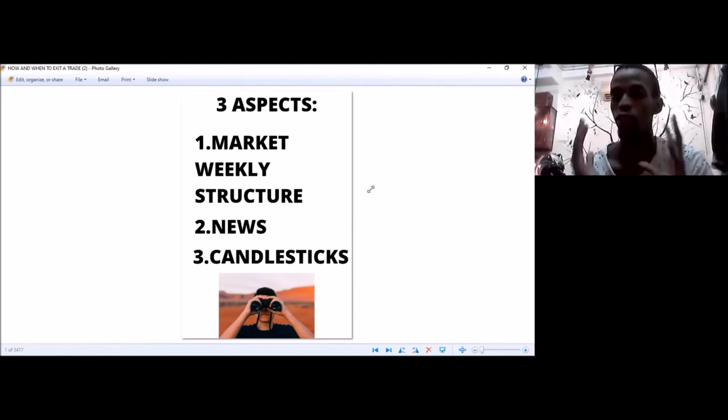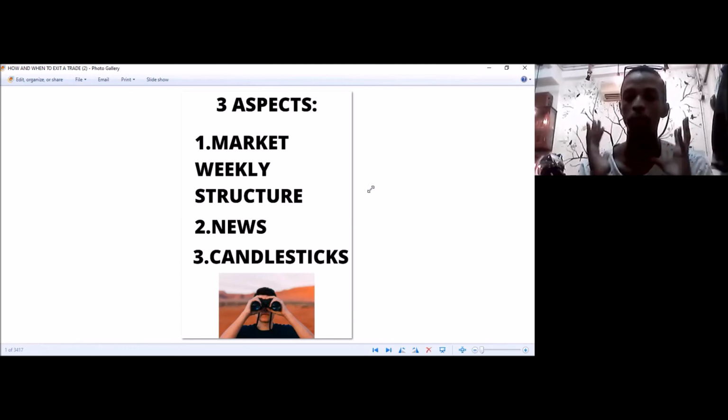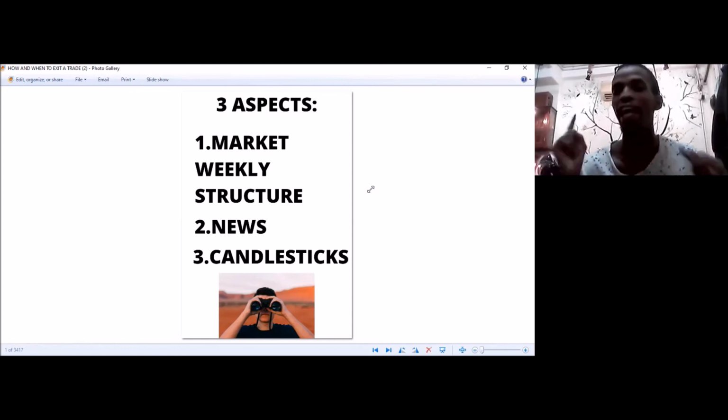But you can also look at the news if you want to, and check after the news whether the market starts moving then. Sometimes it may not move. That's why I'm saying the news is not compulsory. The main aspects are the market structure and the candlesticks.